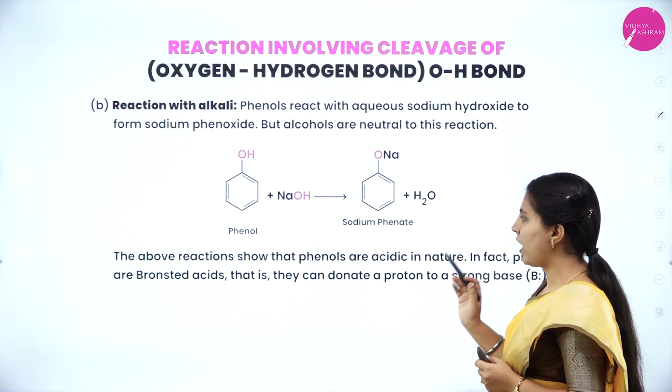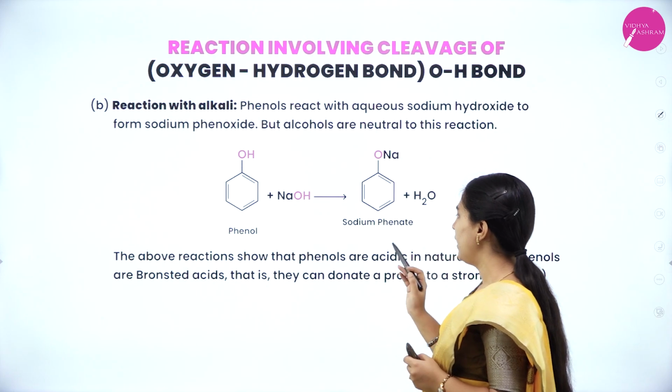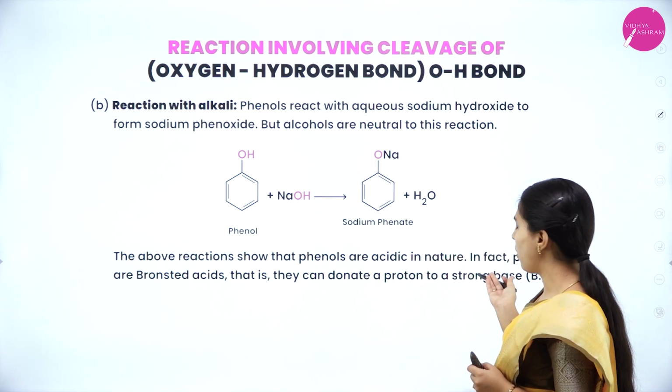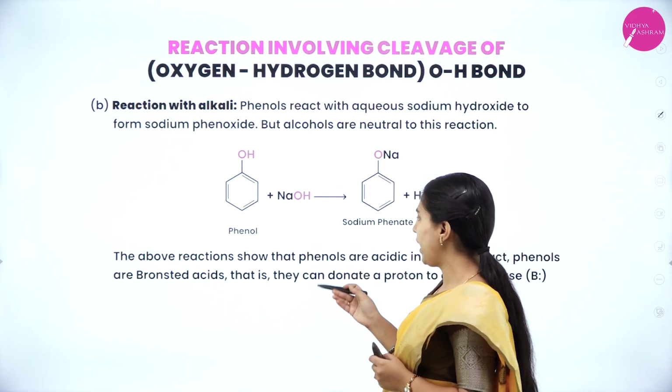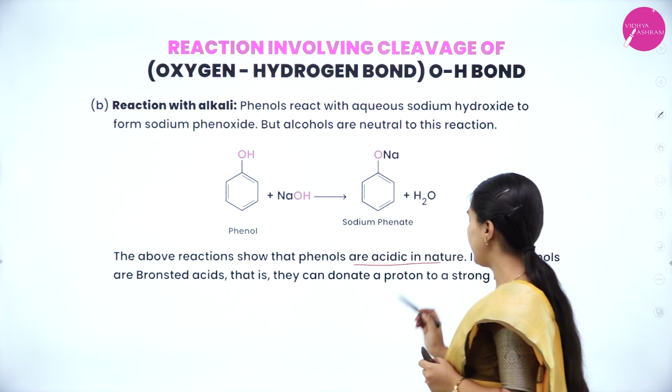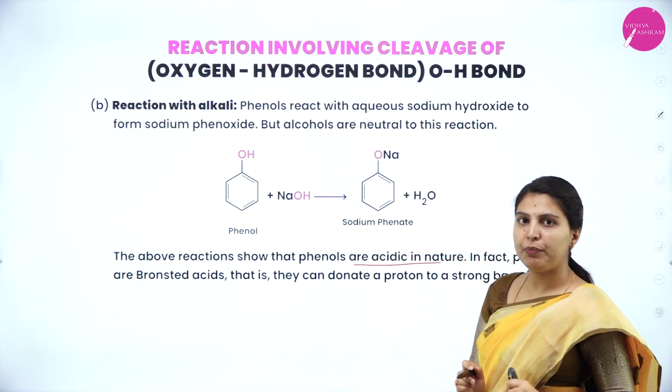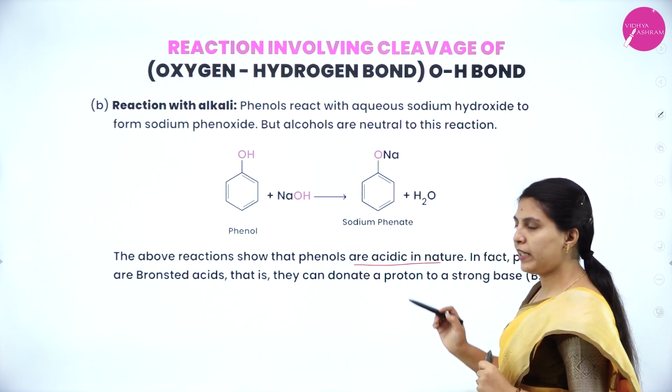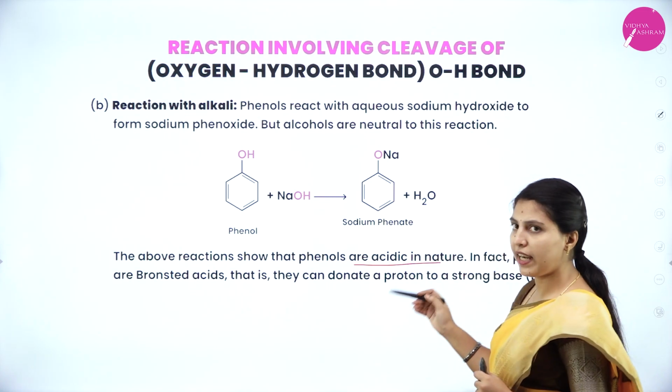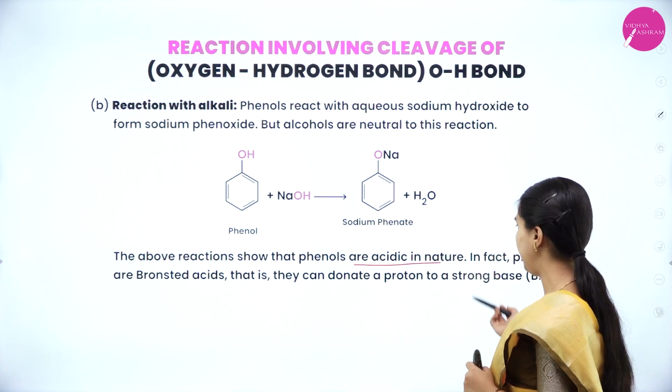In fact, phenols are Brønsted acids, that is, they can donate a proton to a strong base. From the above reaction we can prove that phenols are acidic in nature because they are donating one proton, and they will be acting as Brønsted acids because they can donate a proton to a strong base.